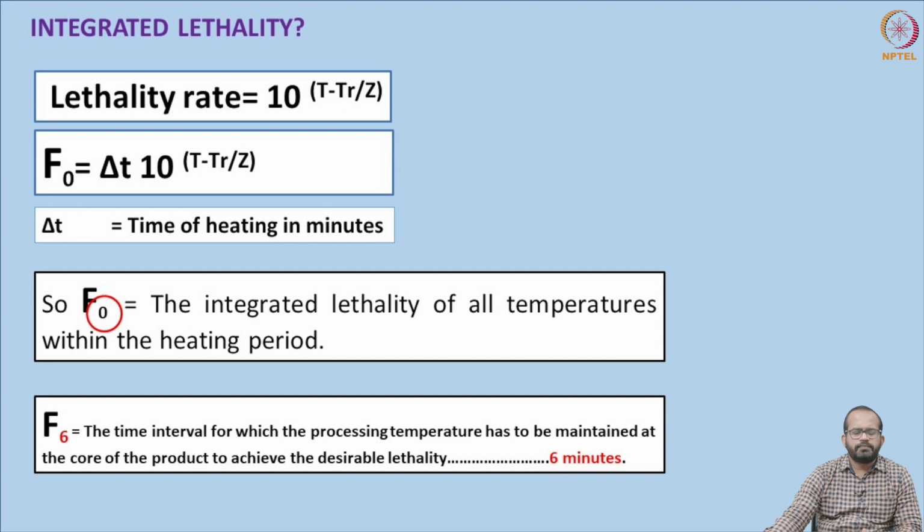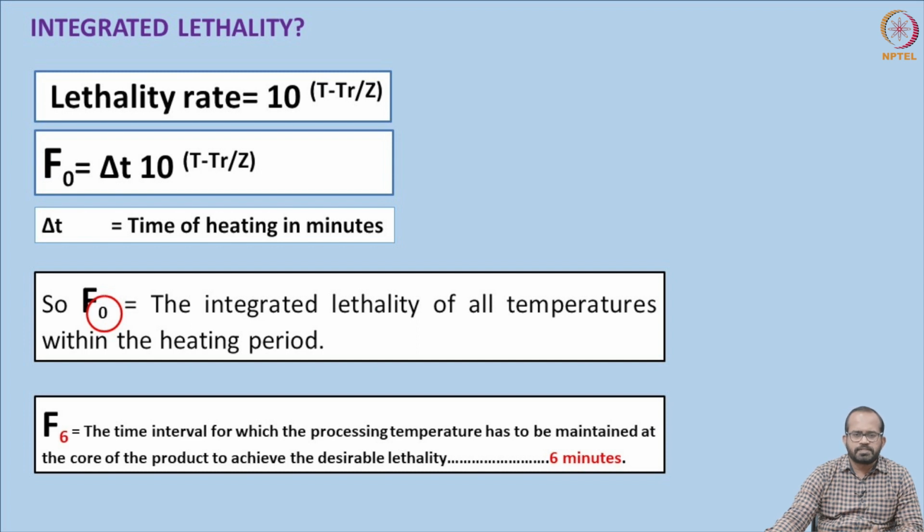How can we define the integrated lethality concept? We already know that the lethality rate is an anti-log, 10 raised to (T minus TR) divided by Z, and F0 is delta T into 10 raised to (T minus TR) divided by Z, where delta T is the time of heating in minutes. So F0 is the integrated lethality of all temperatures within the heating period. That is what the F0 is known for.